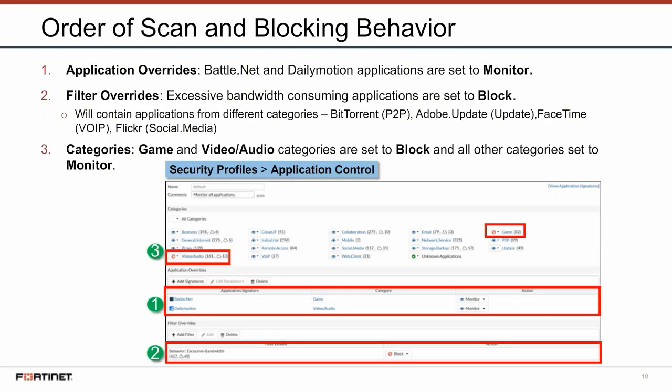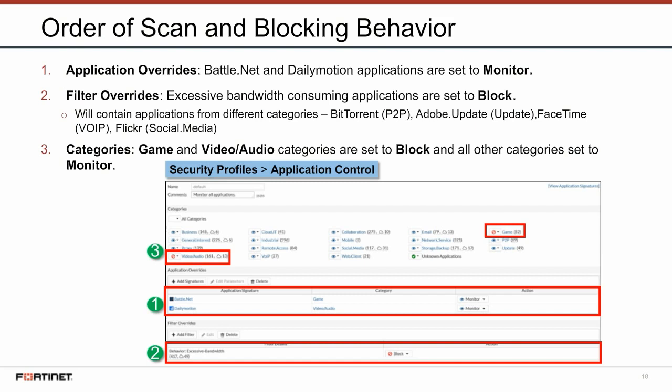In the example profile shown on this slide, the application control profile blocks the game and video audio categories. For applications in these categories, FortiGate responds with application control's HTTP block message. It is slightly different from web filtering's HTTP block message. All other categories are set to monitor, except unknown applications, and are allowed to pass traffic.